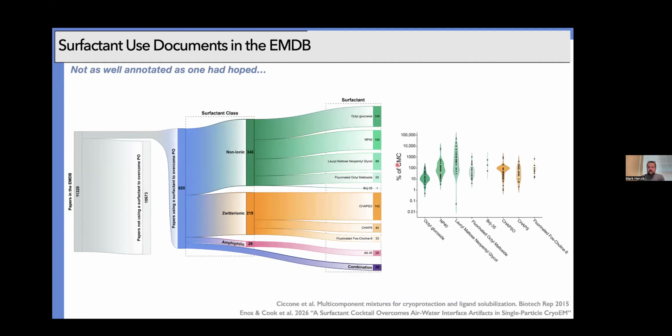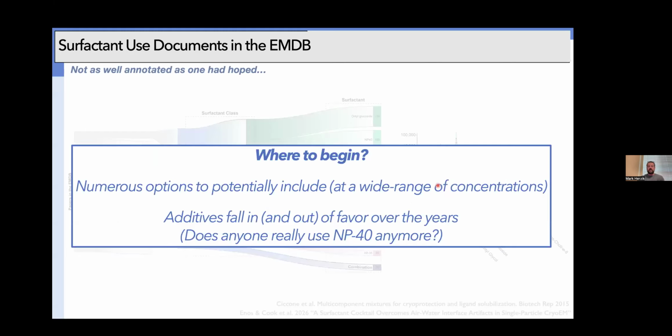And so one of the problems with this is that you have four different classes, you have combinations as well. Even with the non-ionic class, you have five different surfactants you could use. You have a wide variety of different percent CMCs you could use. And so for someone going down this rabbit hole, where do you begin? Which surfactant do you choose? Which concentration do you choose? Where do you add it? When do you add it?